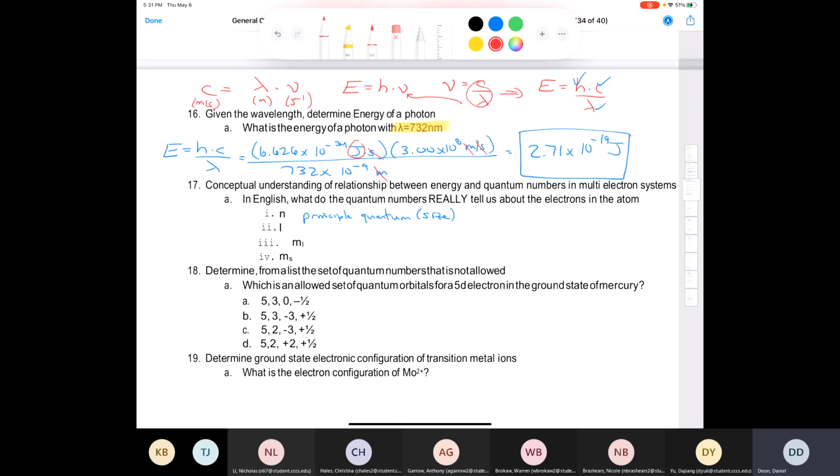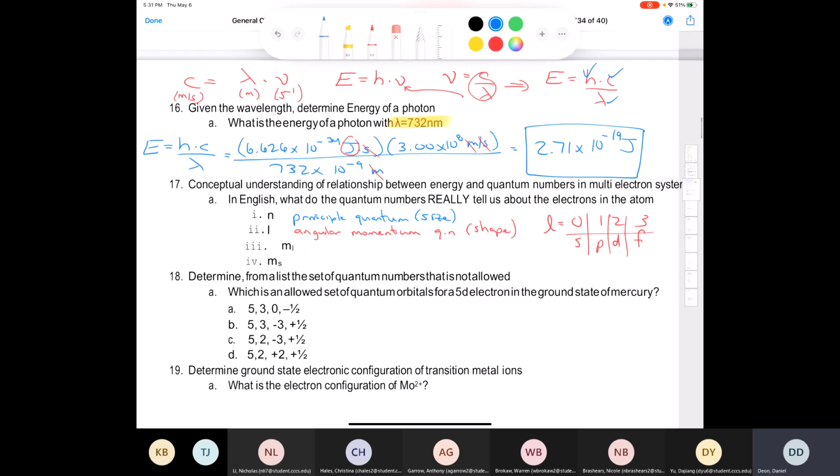L is the angular momentum quantum number, and that's related to the shape. You remember when L is equal to 0, 1, 2, 3, we have S, P, D, F, and all of these different types of orbitals have different shapes, don't they? An S is a sphere, a P is a peanut, D, those get kind of wacky. A lot of them look like a 4-leaf clover, except for the d z squared, which looks like a donut around a P orbital, and then F, those are just crazy, okay?